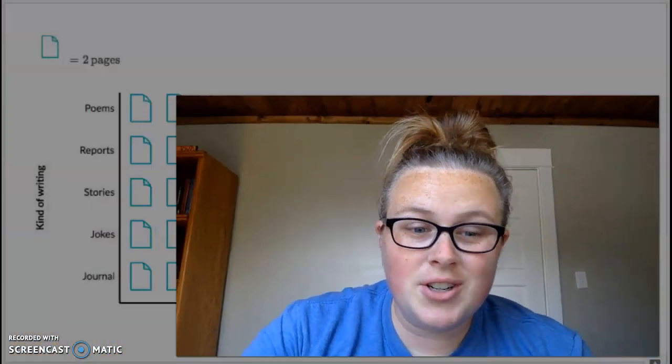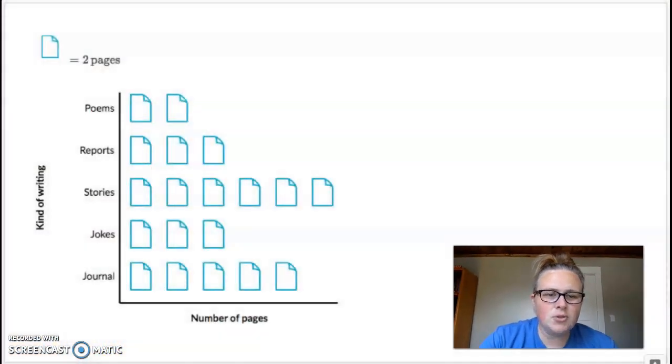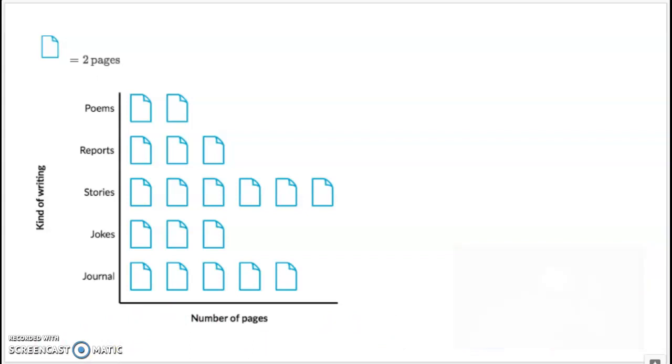So let's go ahead and get started on the number talk. First, I have a graph here that you can see in your picture on your screen. And I want you to just think about for a minute, what things do you notice about this graph? I'm going to give you a couple seconds. I want you to think about, what do you notice?